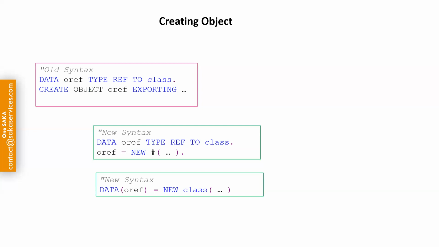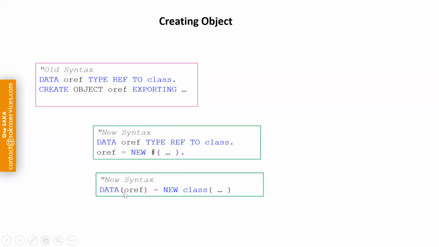Coming to creating objects, in other programming languages we are able to create an object with a NEW keyword, but with the old ABAP syntax we have to declare a reference and then write a statement to create the object. Now, we can do it directly in one line with inline declaration, not requiring a data declaration. The inline declaration happens and there is no need for CREATE OBJECT. The NEW keyword takes care of that. Either you can use this or that.